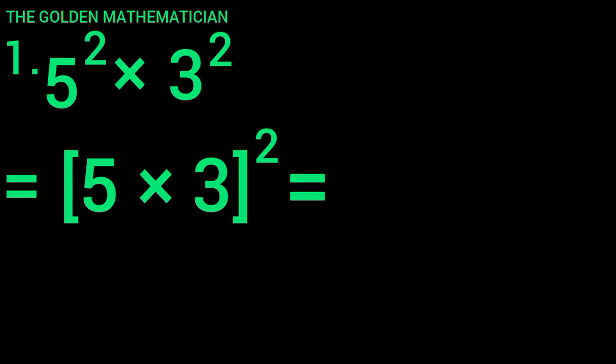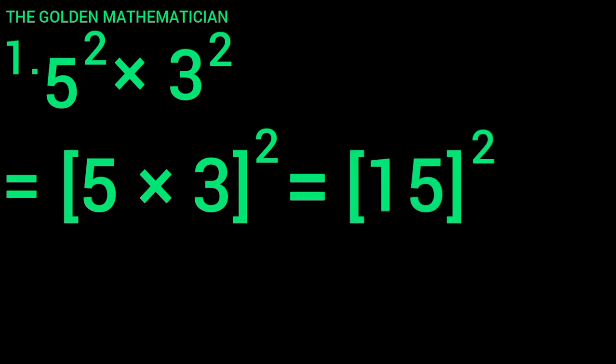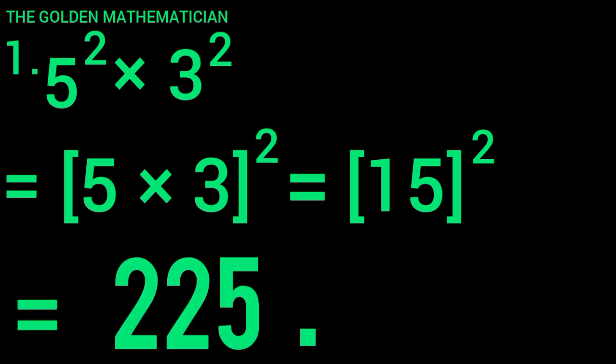And as we know, 5 times 3 is 15, so that will give us 15 raised to the power of 2, which can also be called the square of 15, and the answer is 225.